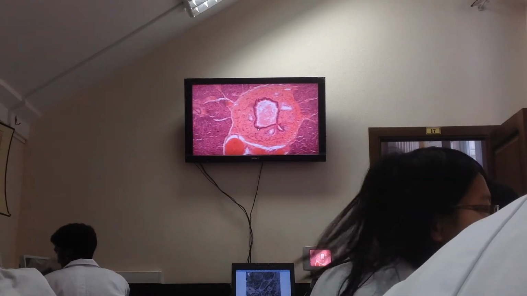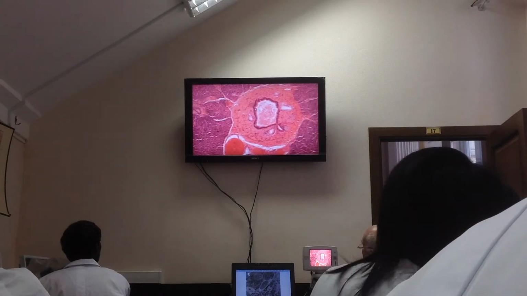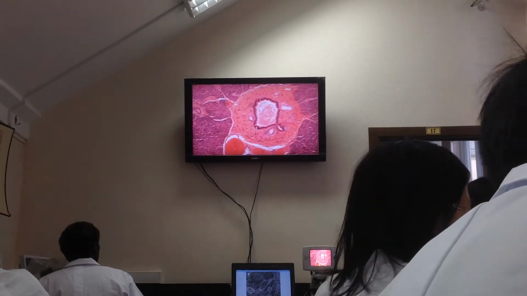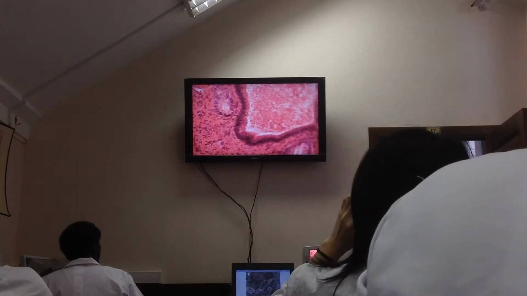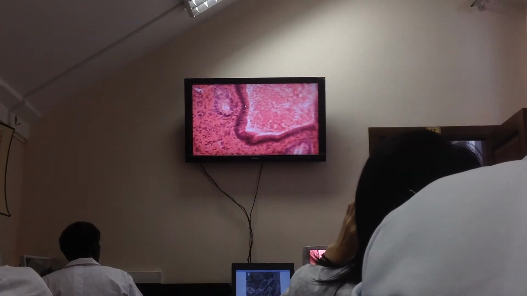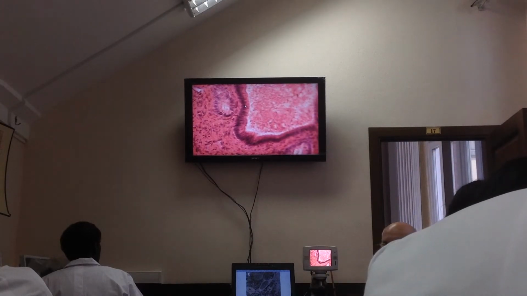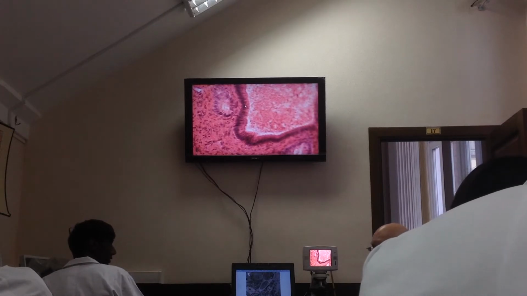No, look. What tissue? See, histologist. You cannot recognize? Well, zoom in. Name the tissue.